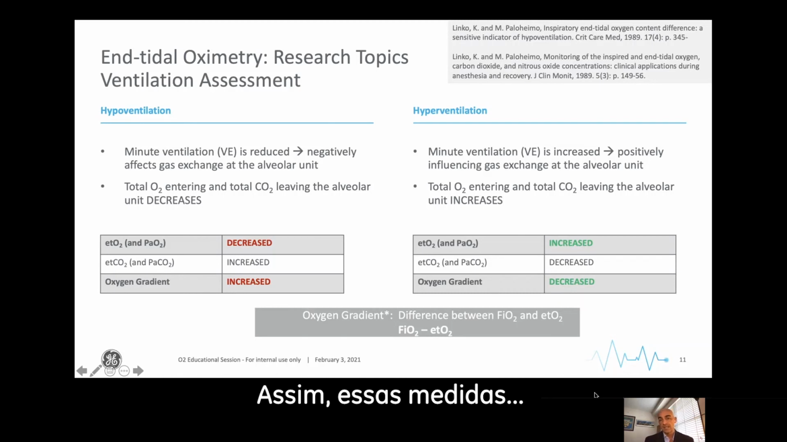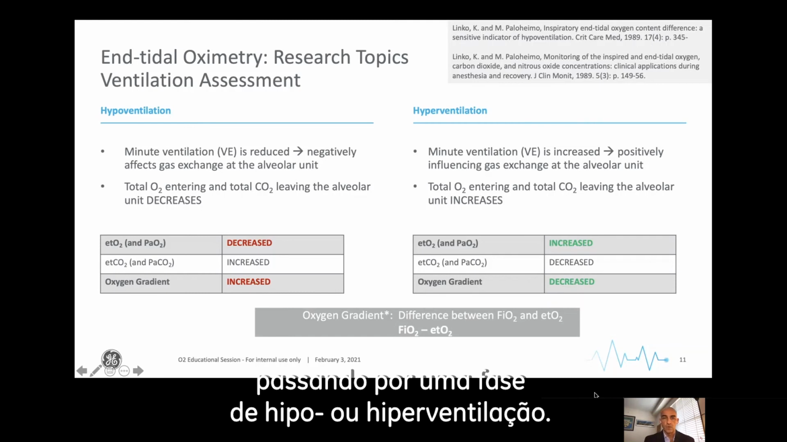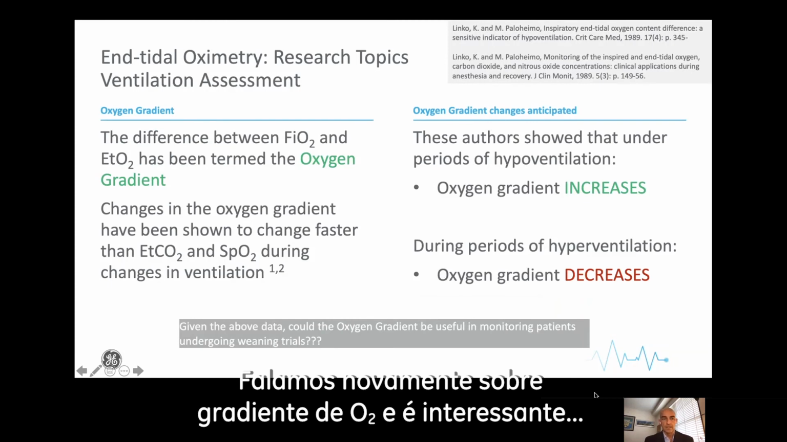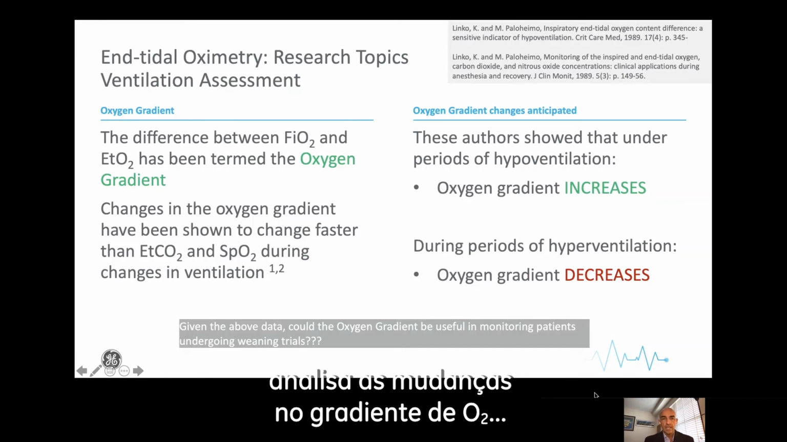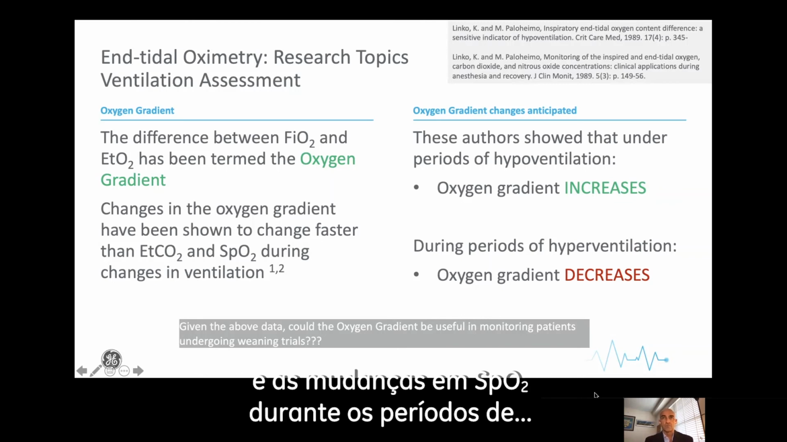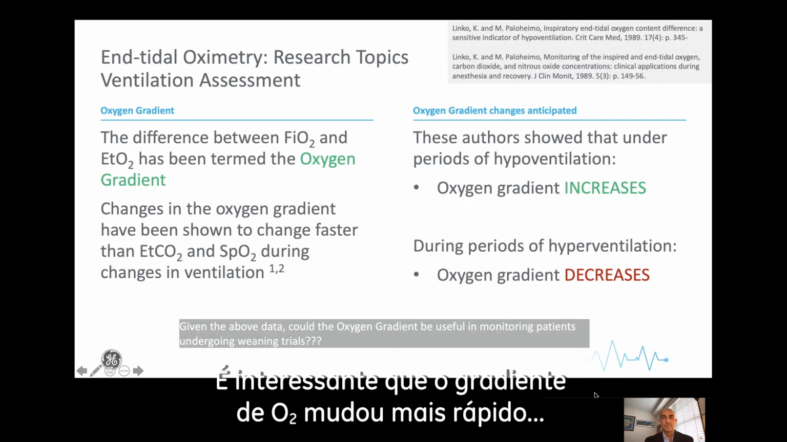So these measurements, the end tidal oxygen as well as the oxygen gradient, can be informative to identify people that are going through bouts of hyper or hypoventilation. We talked about the oxygen gradient again, and interestingly, the follow-on study that was done by Linko in humans looked at the changes in the oxygen gradient compared to changes in end tidal CO2 and changes in SpO2 during periods of both hypoventilation and hyperventilation. And interestingly enough, the oxygen gradient changed faster.